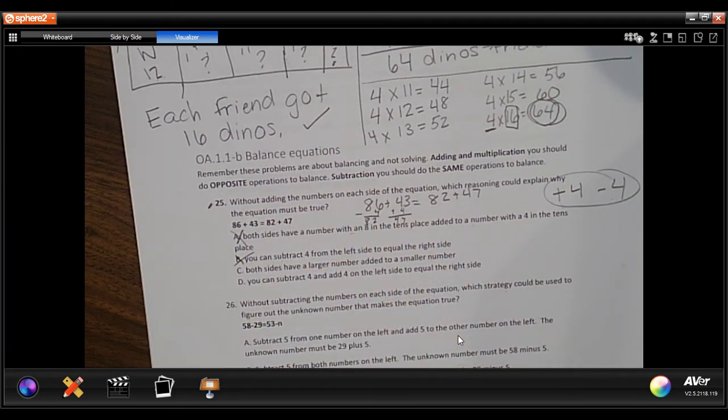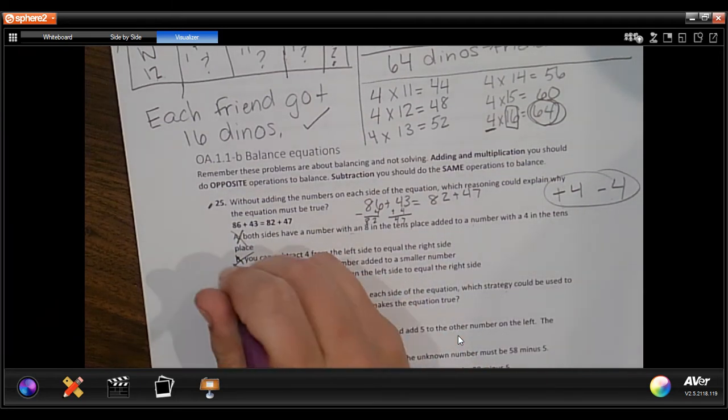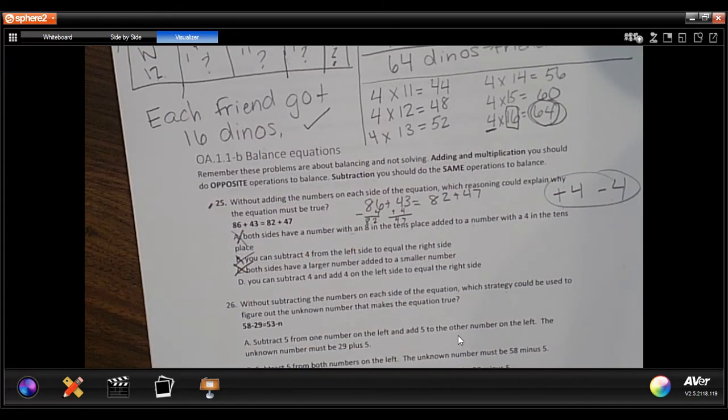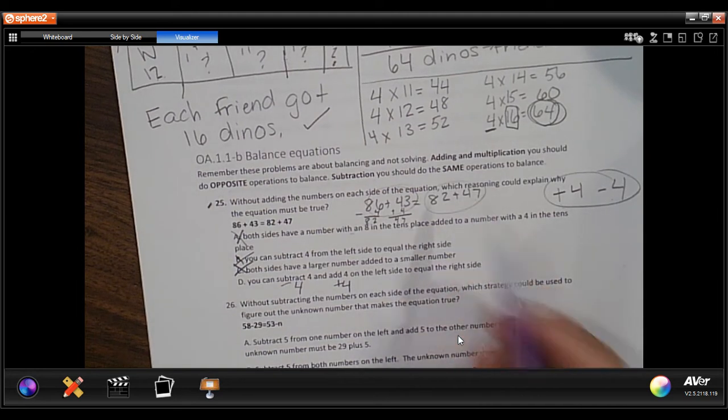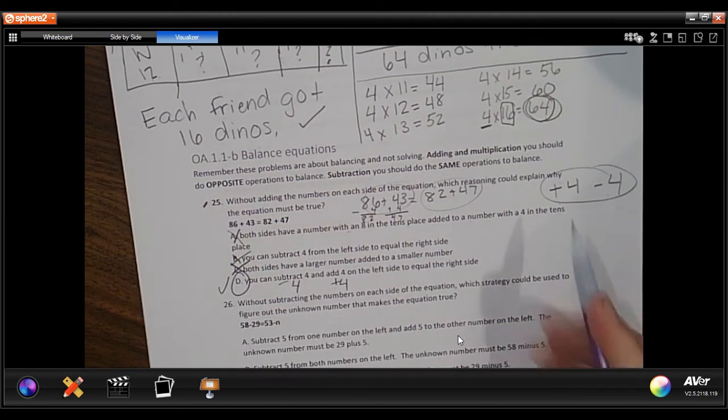C, both sides have a larger number added to a smaller number. Nope, I can easily prove that wrong. That is not true, and that's not what we're trying to get to. D, you can subtract 4, I hear that, and add 4 to the left side to equal the right side. Check, that's exactly what we did and what we were looking for.